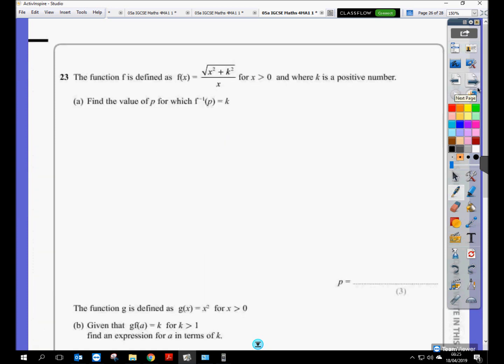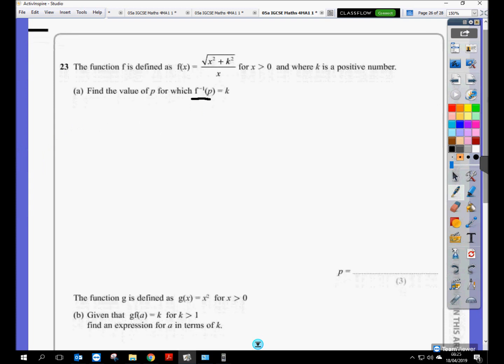Next. Okay, functions. Let's have a look at this. Find the value of p for which the inverse function of p is equal to k. So first of all, I won't worry too much about the p. I can see the inverse notation, so I'm going to work out the inverse function. Okay, let's get some marks for that. So how do we work out the inverse function?